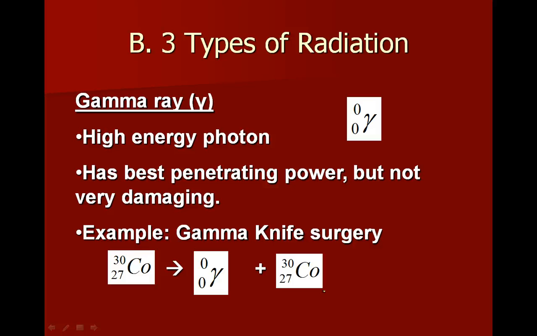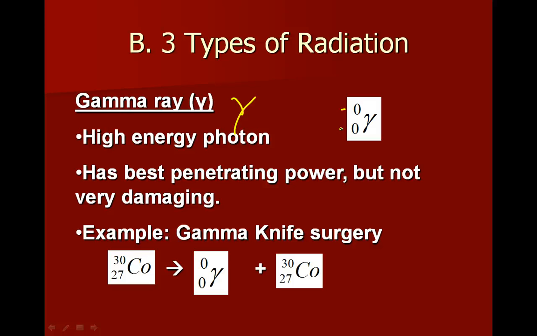And finally, our third kind of radiation we're going to talk about today is the gamma ray. And this is the Greek letter gamma. It kind of looks like a Y. And it doesn't weigh anything, and it doesn't have any protons or electrons. So essentially, it's just light. It's a high-energy photon. This is the one that can go through just about anything, so you can't really avoid it. But the good news is that it is not very damaging. It doesn't cause a lot of negative effects.